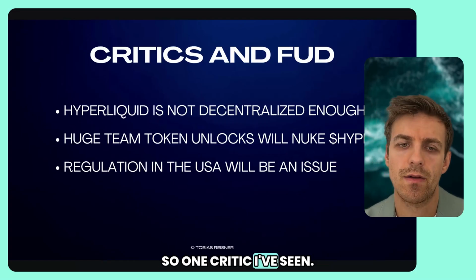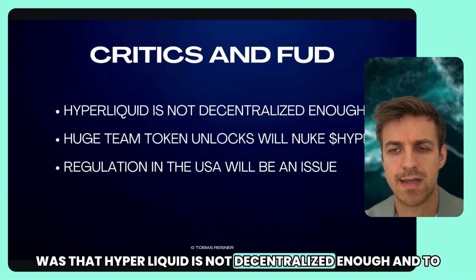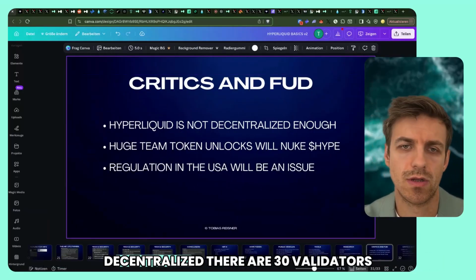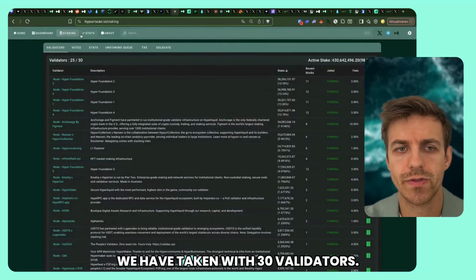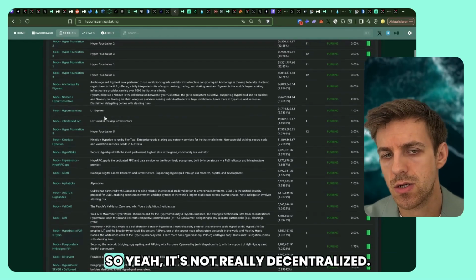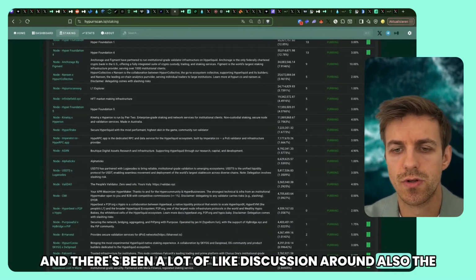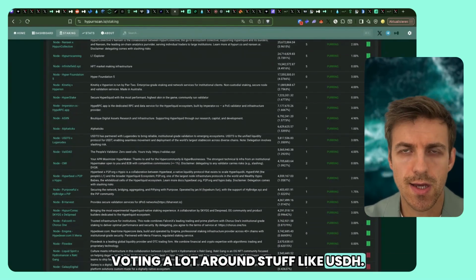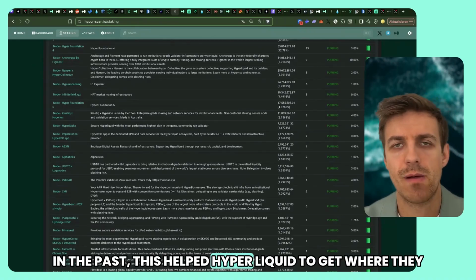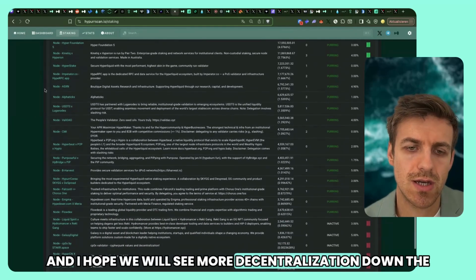So one criticism I've seen, which is not that big anymore but was in the beginning, is that Hyperliquid is not decentralized enough. And to be honest, they have a point there. Hyperliquid isn't very decentralized. We have staking with 30 validators, and 4 of them are the Hyper Foundation themselves. So yeah, it's not really decentralized. And there's been a lot of discussion around the voting, a lot around stuff like USDH. But we will see where this goes. In the past, this helped Hyperliquid get where they are right now, and I hope we will see more decentralization down the line.